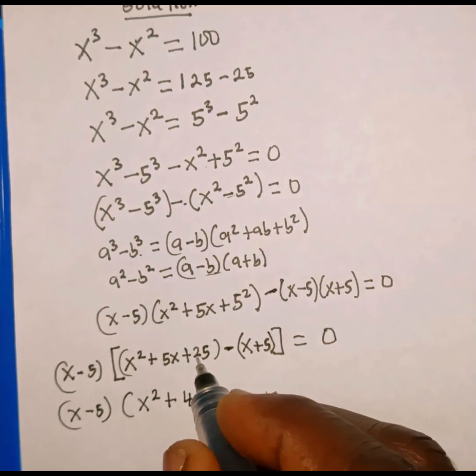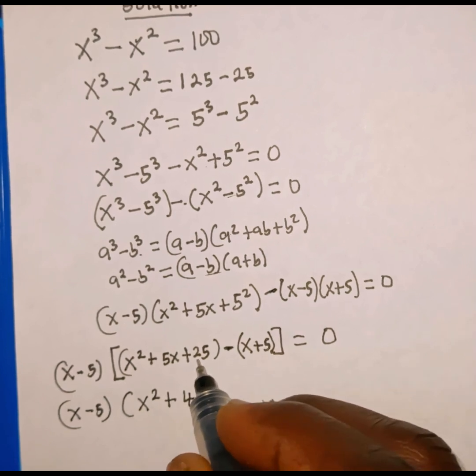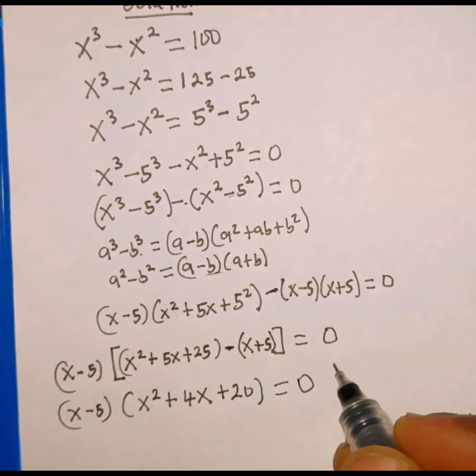So x squared plus 5x minus x is going to give us positive 4x. Then plus 25 minus 5, because minus plus is going to be minus. Plus 25 minus 5 is going to give us plus 20. So everything will be equal to 0.